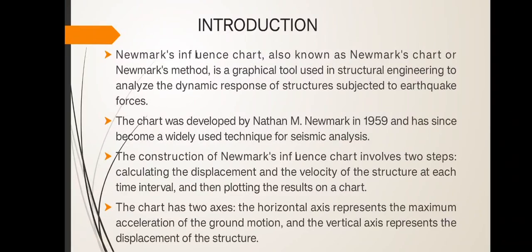The construction of Newmark influence chart involves two steps: calculating the displacement and velocity of the structure at each time interval and then plotting the results on a chart. The chart has two axes. The horizontal axis represents the maximum acceleration of ground motion and the vertical axis represents the displacement of the structure.